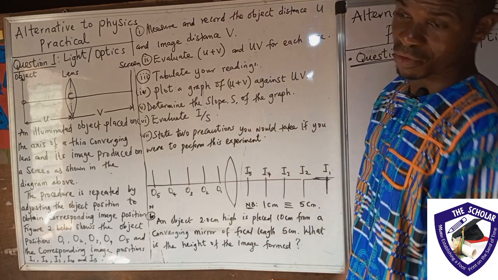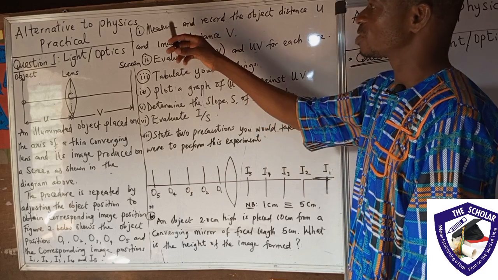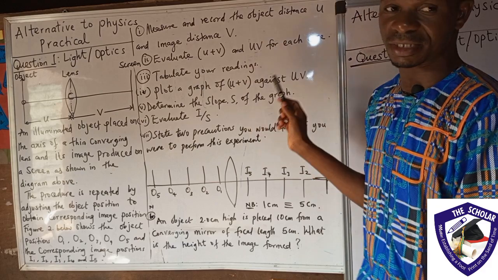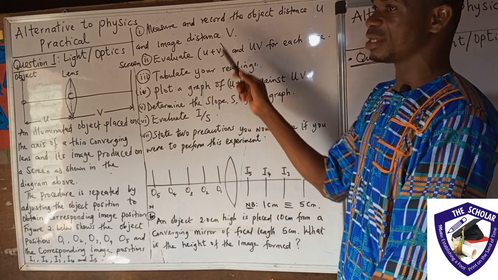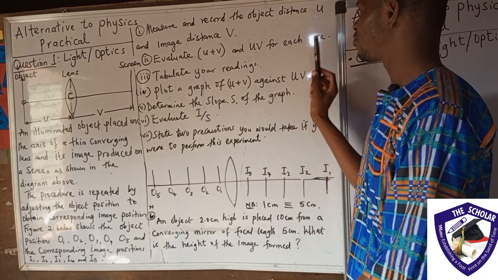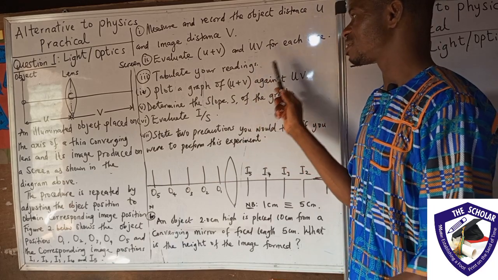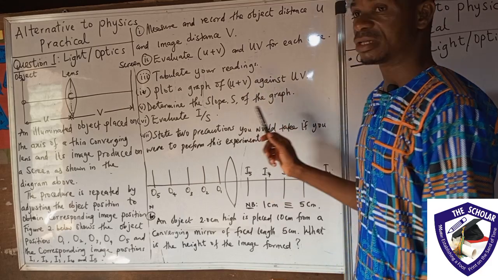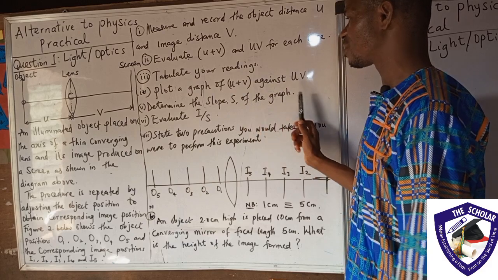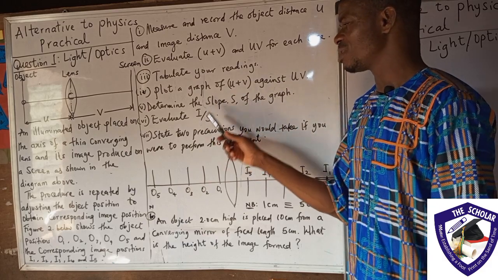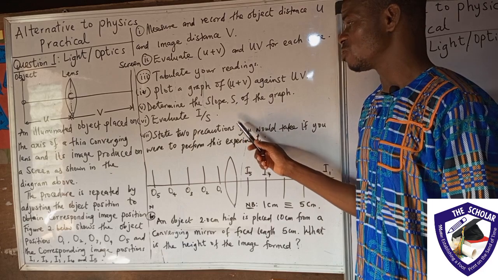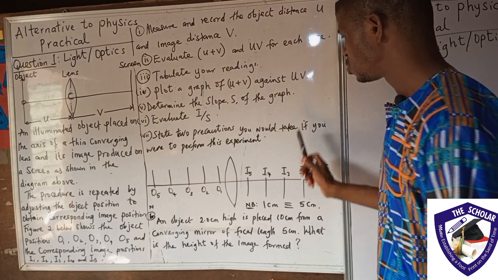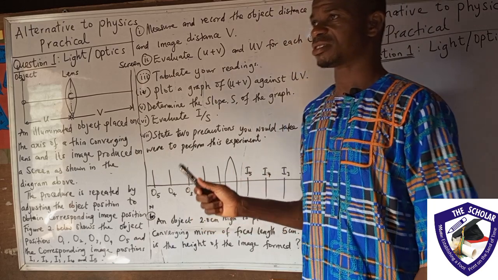So, what are we expected to do here? The first is that we have to measure and record the object distance U and the image distance V. Secondly, we have to evaluate U plus V and UV for each case. Thirdly, we have to tabulate our readings. Fourthly, we have to plot the graph of U plus V against UV. Then fifth, we have to determine the slope of the graph. Then next, we have to evaluate 1 over S, where S is the slope, and state 2 precautions you will take if you are to perform this experiment.